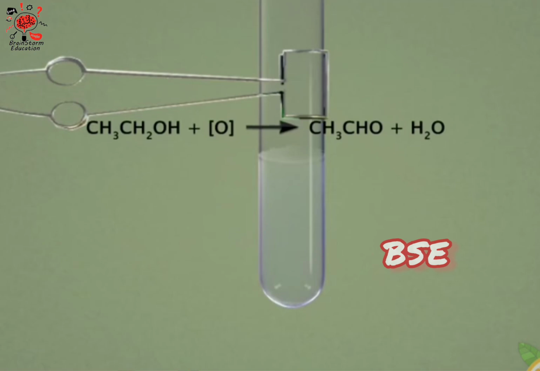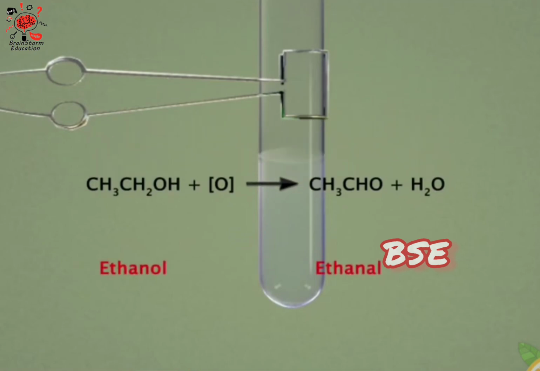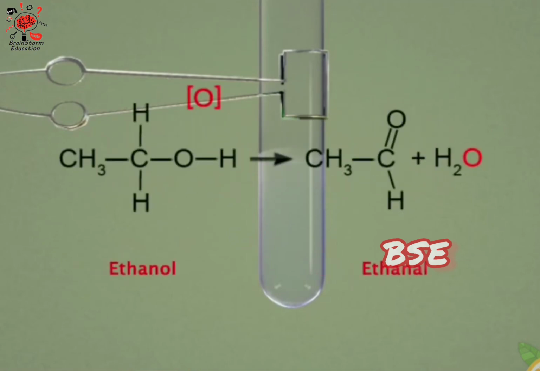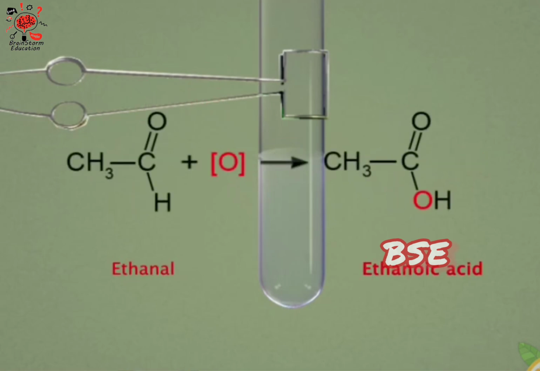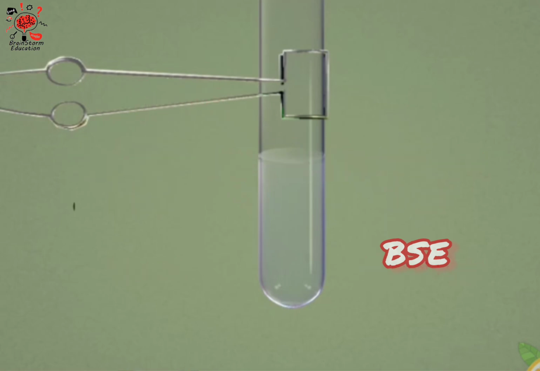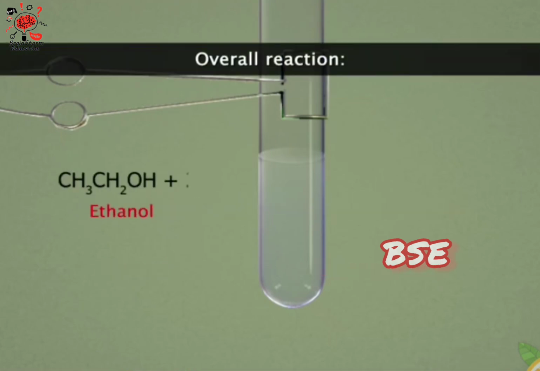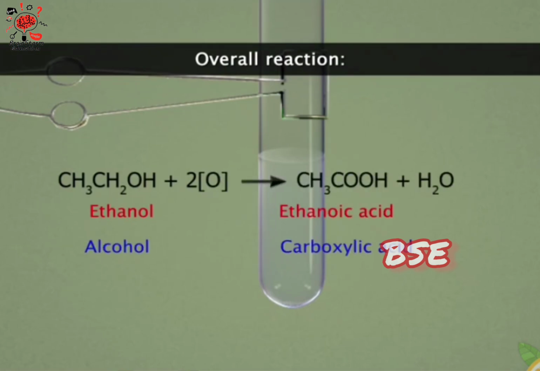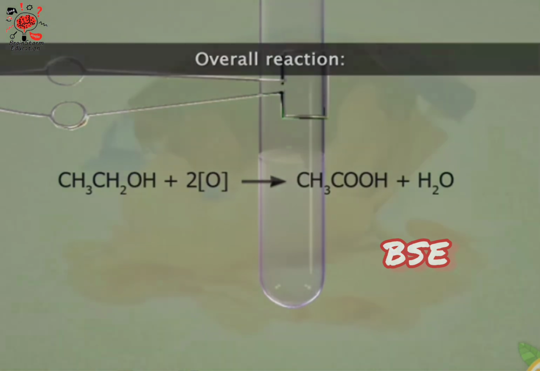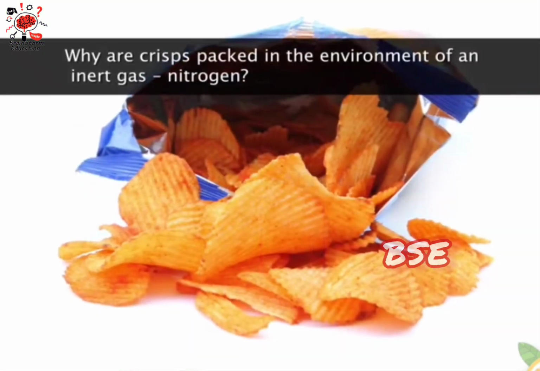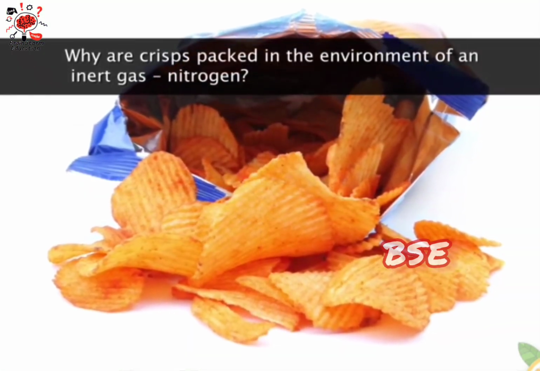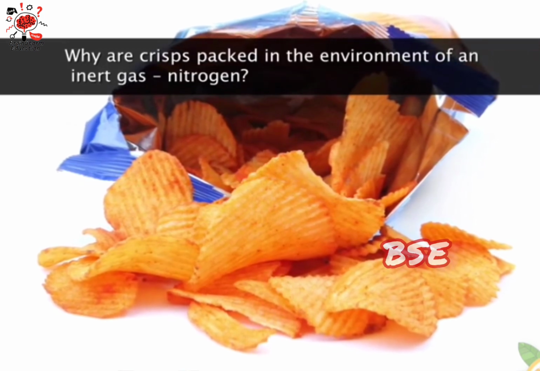Alcohol is oxidized to an aldehyde, ethanal, CH3CHO. The aldehyde is further oxidized to a carboxylic acid, ethanoic acid, CH3COOH. In this way, an alcohol gets oxidized to a carboxylic acid. Why do you think the crisps are packed in an environment of nitrogen?